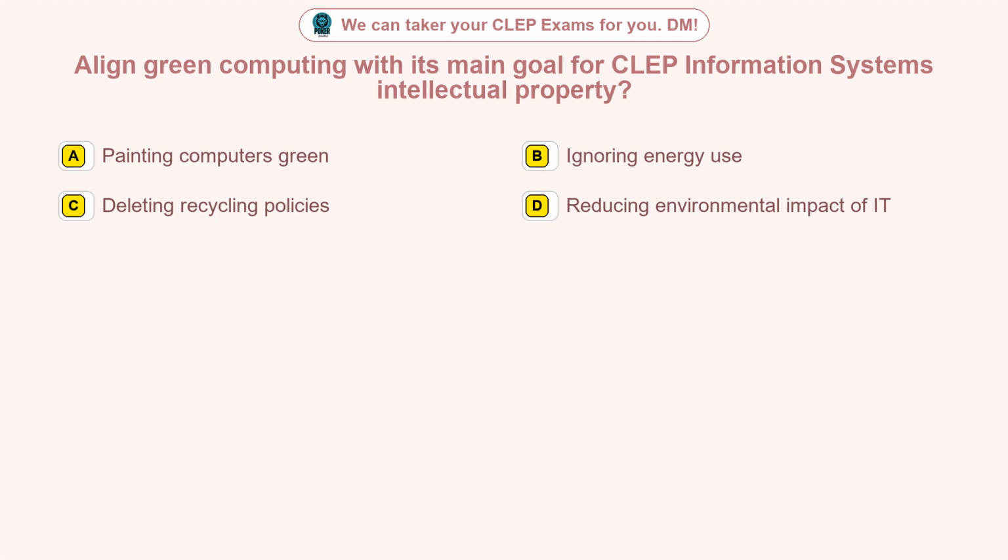Option A. Painting computers green. Option B. Ignoring energy use. Option C. Deleting recycling policies. Option D. Reducing environmental impact of IT. The correct answer is option D. Reducing environmental impact of IT.